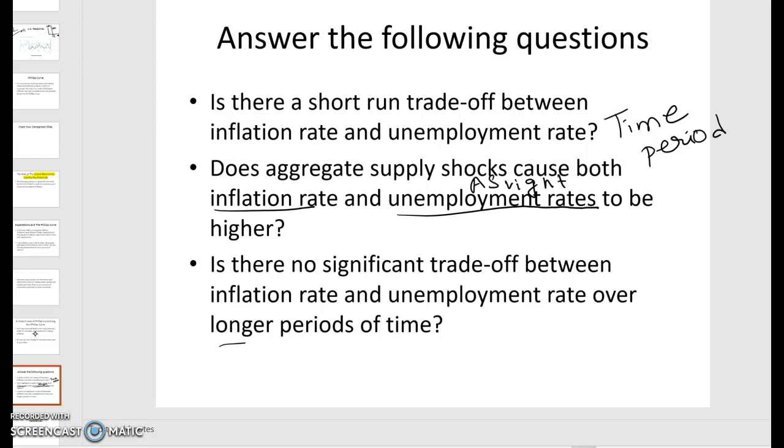Now you look at longer periods of data and try to see if you see any kind of relation between inflation rate and unemployment rate. Namely, what is expected is that the unemployment rate would stay the same and inflation rate can fluctuate.